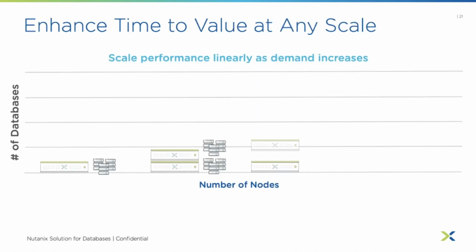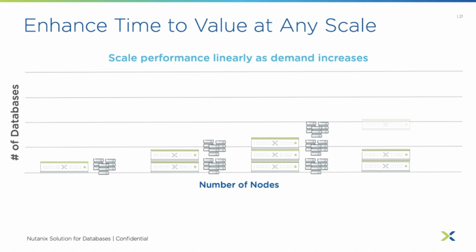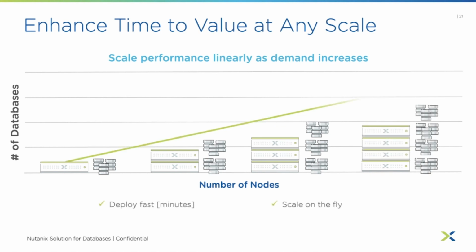So when we talk about enhanced time to value at any scale, we're able to scale out as needed. If your environment starts off small, you're able to scale out your databases without any drop off that you would have with a traditional system. As you fill it up, say like a SAN array, you may have diminishing returns. With us, you just keep on scaling out. You add a node, which includes compute resources as well as storage resources, and then you're able to just plug and play and go.